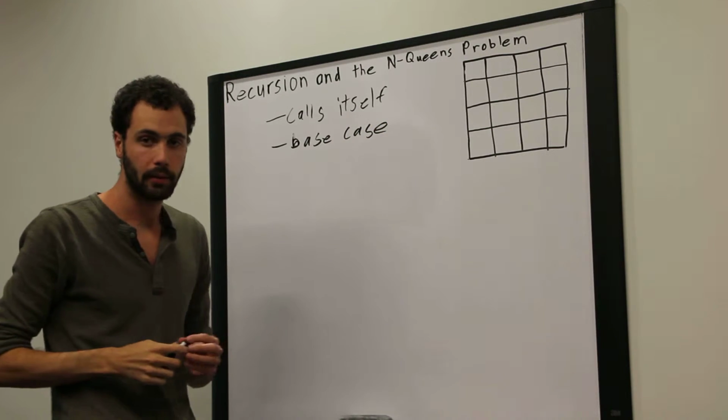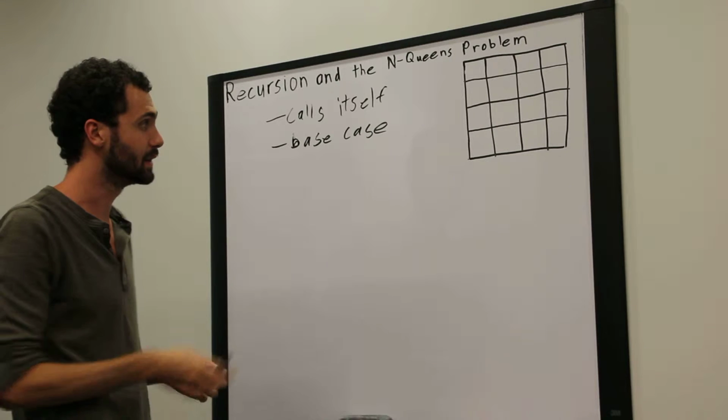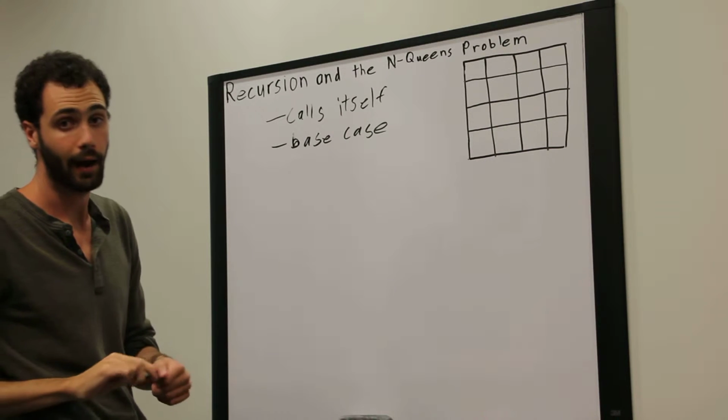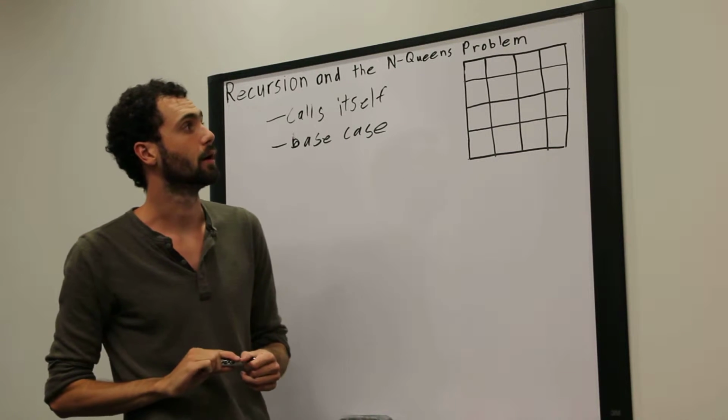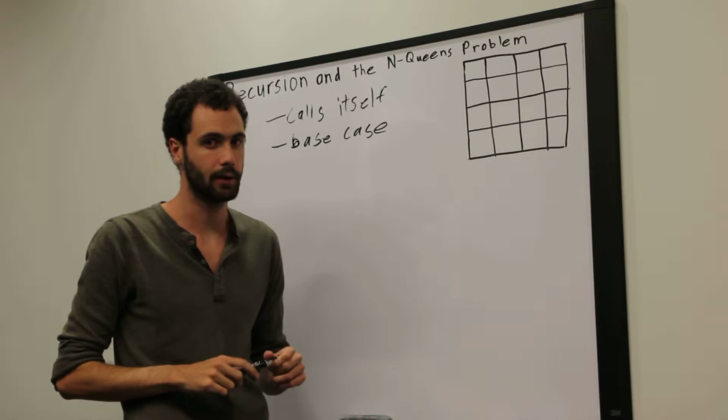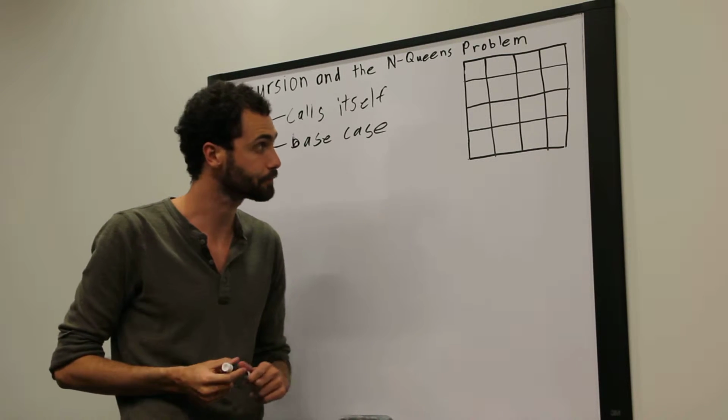So one problem that recursion can be used to solve is the n-queens problem, or how do we fit n queens onto an n by n chessboard in such a way that none of them are attacking each other.